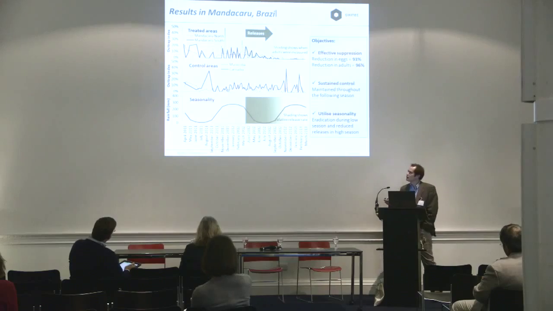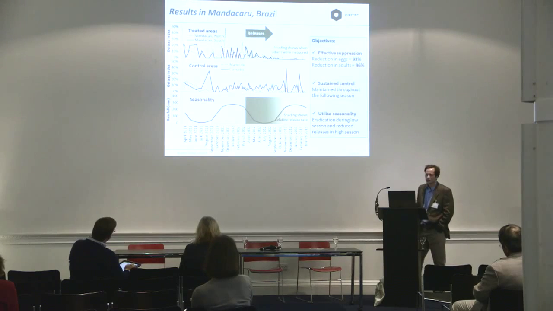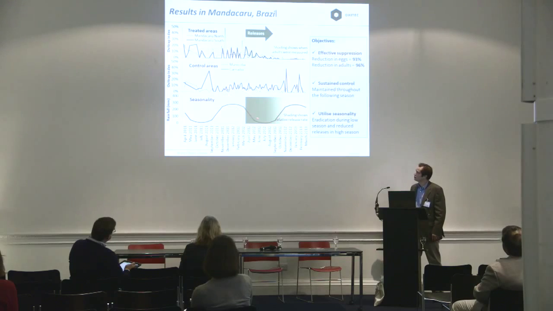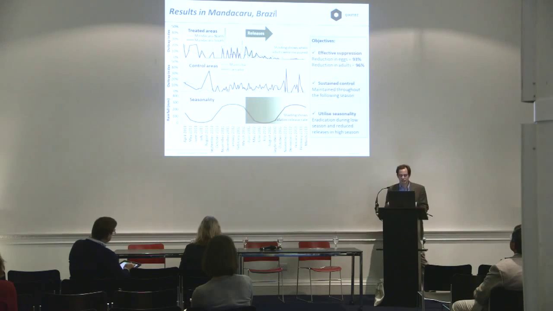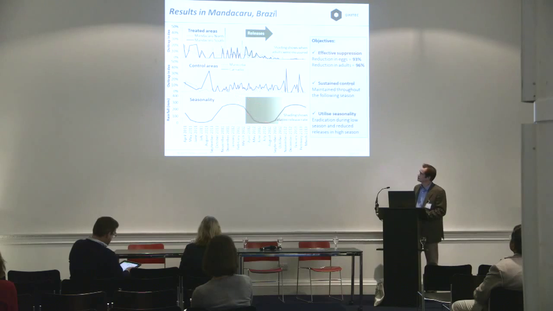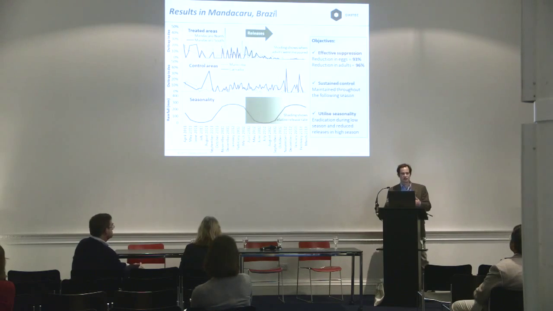The other thing we were looking at in this study was to utilize seasonality. So we went in just towards the end of the mosquito season, and we're able to achieve control and then maintain that going into the following high season. And you can see here we've indicated the release rate by shading. So we started during the intervention phase with high release rate, and then when we'd achieved a good level of control, this dropped down substantially, and we were able to maintain control with a much lower release rate.